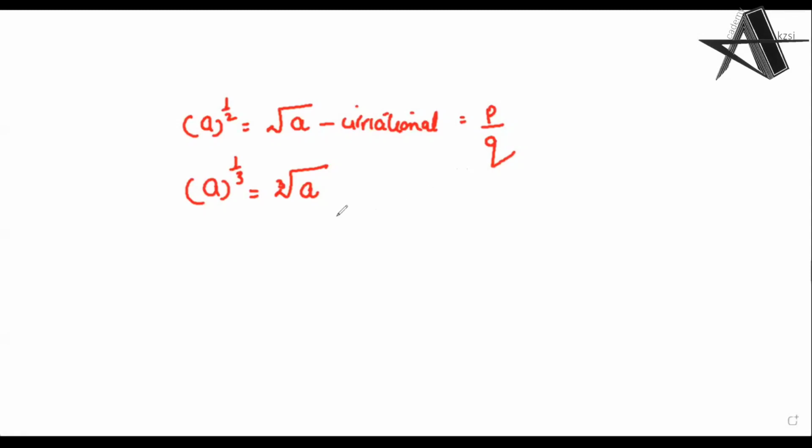We know there are different types of numbers: integers, rationals, irrationals, whole numbers, natural numbers. But those that cannot be written in p by q form are called irrational, and surds are one of the irrational numbers. Pi is also an irrational number.